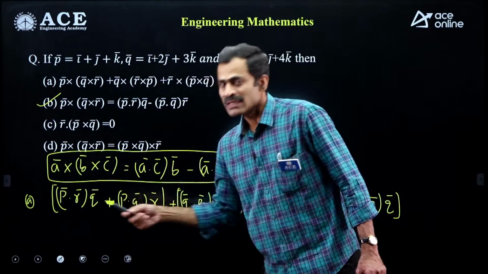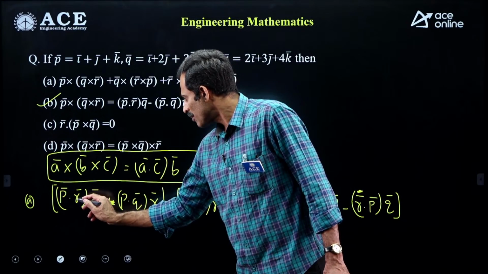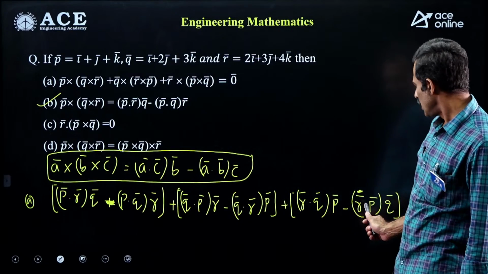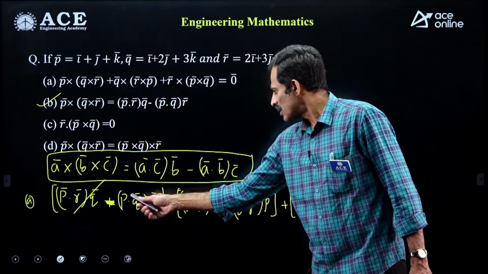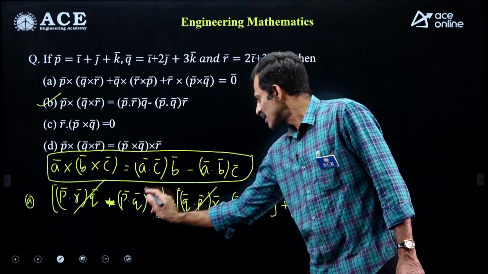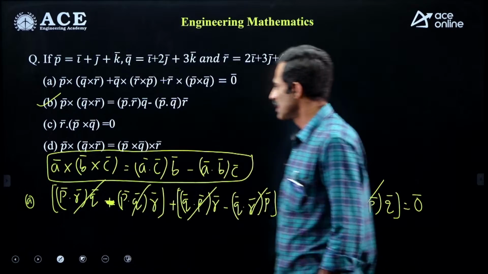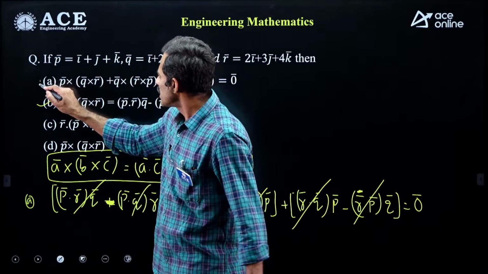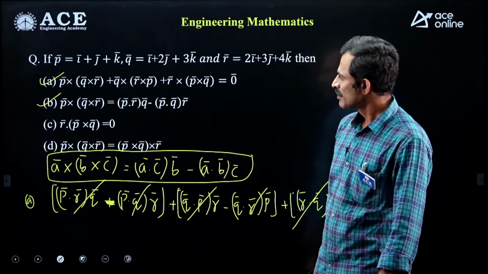Now dot product is commutative, so A bar dot B bar equals B bar dot A bar. Because of this commutativity, P bar dot R bar is the same as R bar dot P bar. So this term and this term both will get cancelled. Again P bar dot Q bar into R bar and Q bar dot P bar, these two get cancelled. Again these two get cancelled. Finally the sum of all this is 0 bar. Therefore from option B, option A is also correct, because by using this result we are checking whether the sum is equal to 0 bar or not.